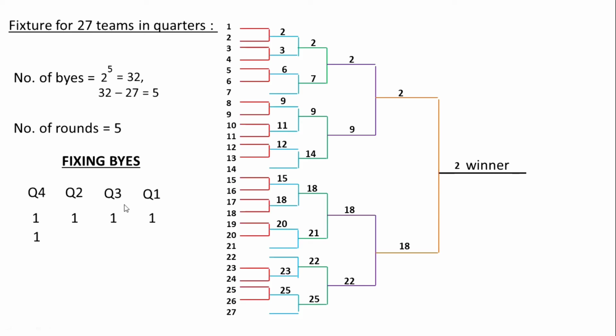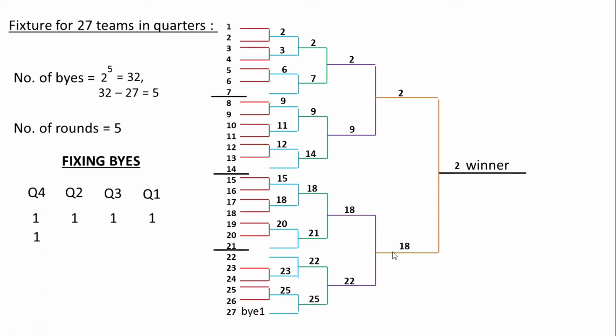The first bye is given to the last quarter, that is the fourth quarter, second bye to the second quarter, third bye to the third quarter, and fourth bye to the first quarter, and the last fifth bye again to the fourth quarter. And this is the distribution of the teams into 4 quarters. First 7 to the first quarter, next 7 to the second quarter, next 7 in the third quarter, last remaining 6 are in the fourth quarter.